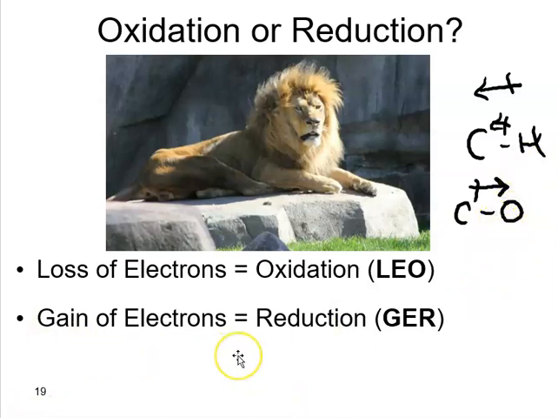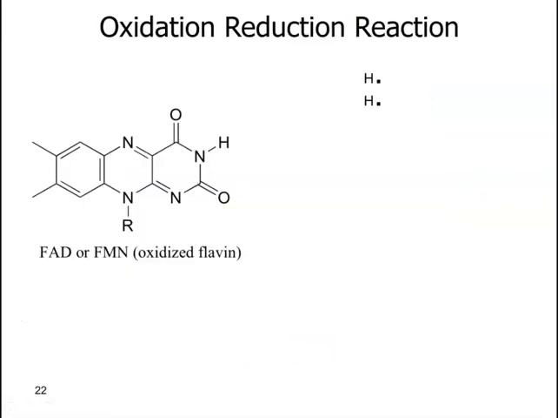Whenever we have more oxygen bonds, we have oxidation. When we have fewer oxygen bonds, we have reduction. You do have to be careful though, because sometimes things are being oxidized or reduced without necessarily involving oxygens. That's a good rule of thumb, but there are some exceptions and examples that you should know. FAD and FMN, for example, are coenzymes that are involved in the electron transport chain.